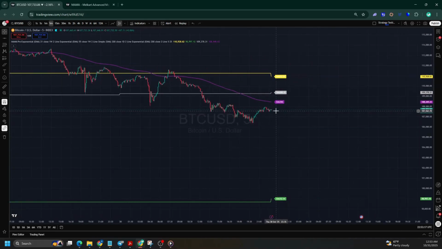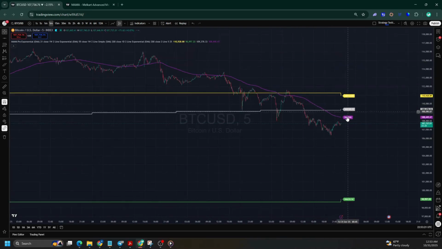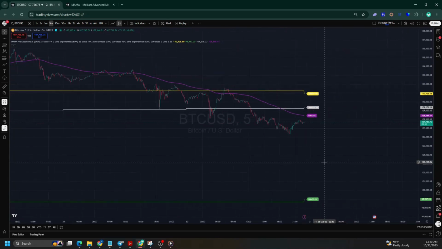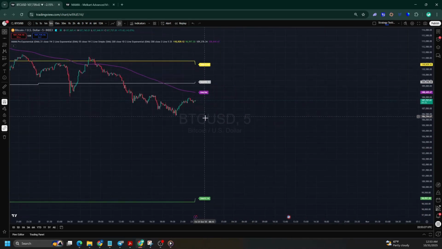We want it to close the weekly above the 21 for a potential to keep going. Else we need to look at this. For example, let's say Bitcoin starts dropping here now. I know this will be support.